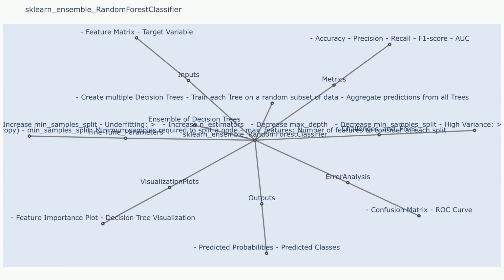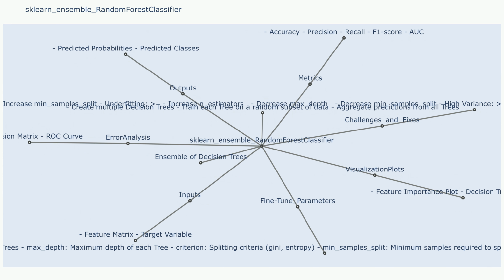A larger number of trees can help to reduce the impact of individual outliers. Increase the minimum number of samples required to split a node, min samples split. This helps to prevent the trees from becoming too sensitive to individual data points. Use bagging. Bootstrap aggregating can help to reduce variance by averaging the predictions of multiple trees trained on different subsets of the data.